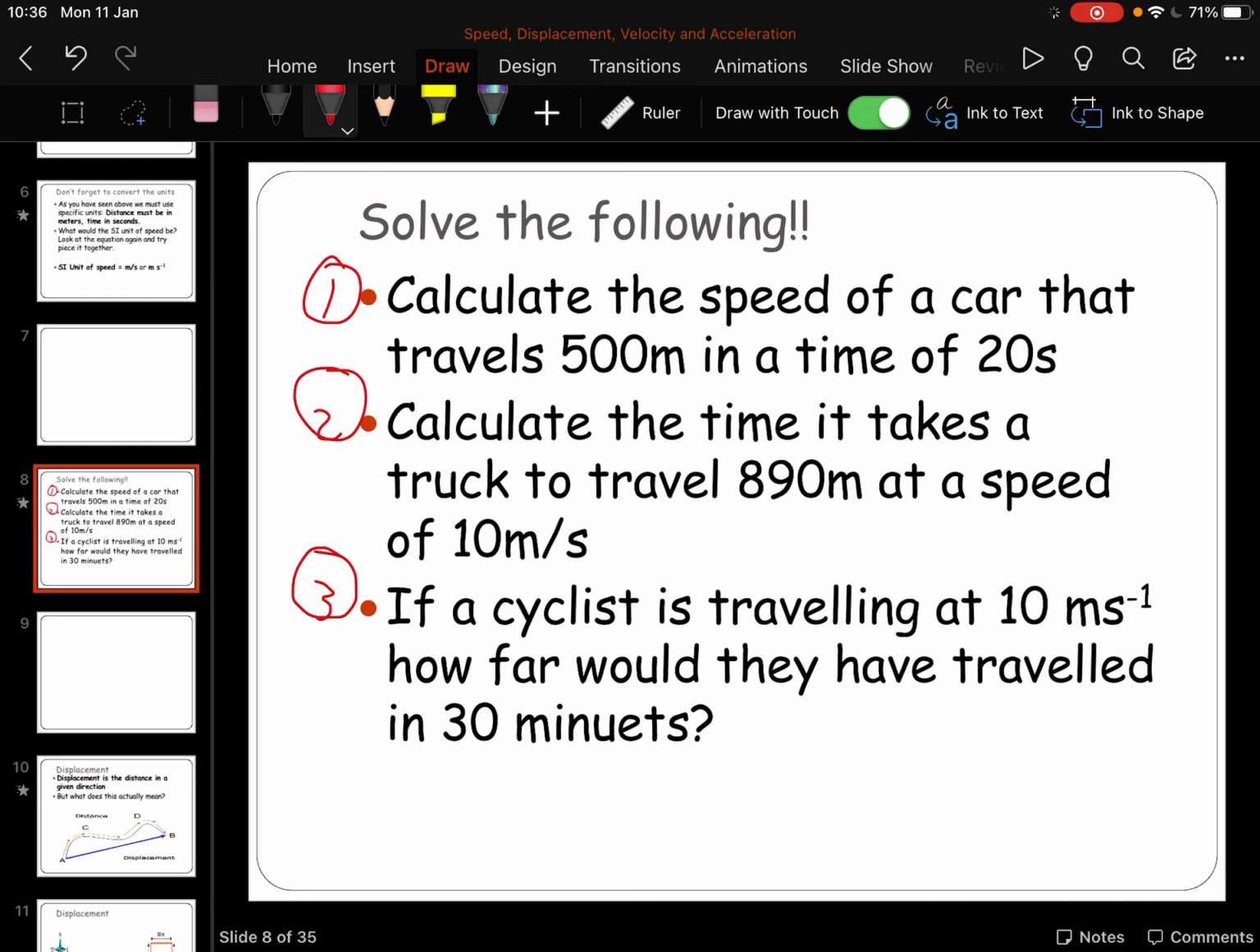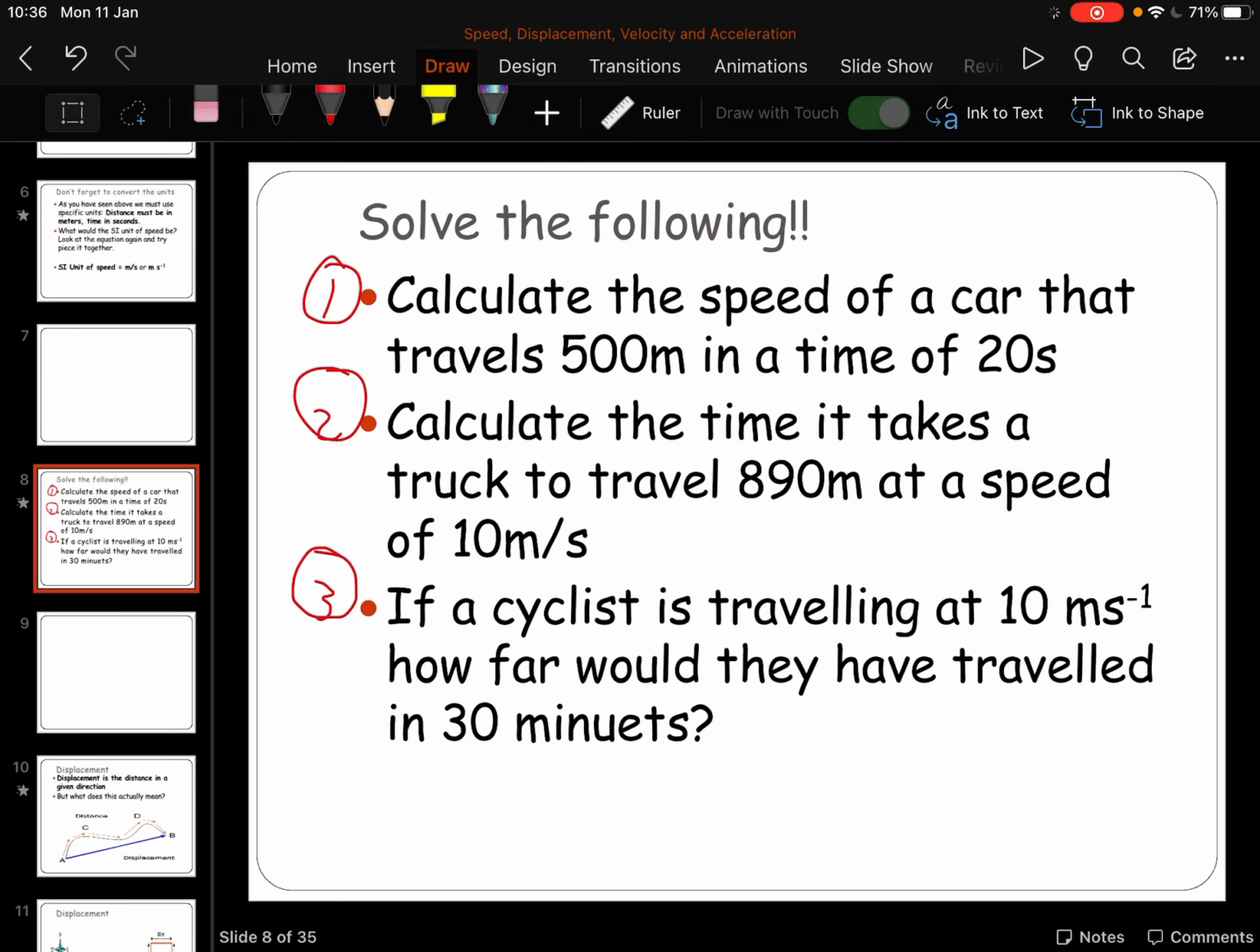Okay, so question 1, calculate the speed of a car that travels 500 meters in a time of 20 seconds. Question 2, calculate the time it takes a truck to travel 890 meters at a speed of 10 meters per second. And question 3, if a cyclist is traveling at 10 meters per second, how far would they have traveled in 30 minutes? Okay, so there are 3 different kinds of questions that you could get asked based on this topic. So pause the video, take down the 3 questions and have a go at answering them. Then check back here when you think you've got it done to see how you got on.